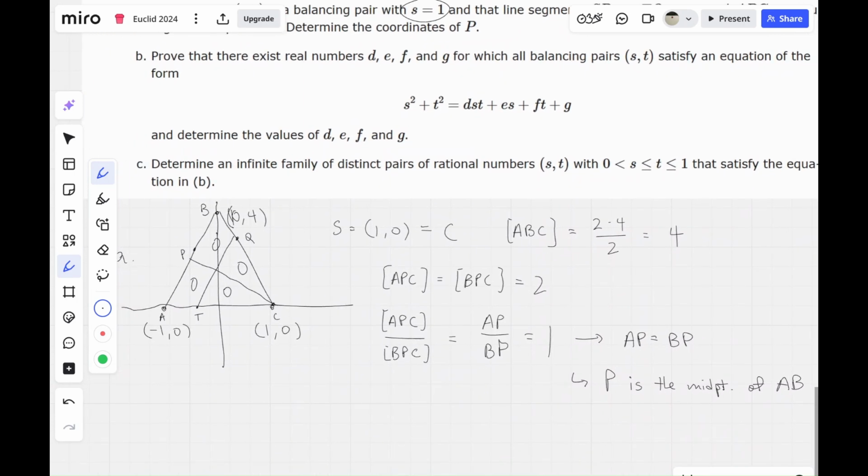Therefore, the coordinates of P are just ((-1 + 0)/2, (0 + 4)/2), which is equal to (-1/2, 2).